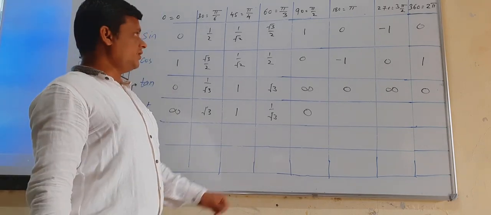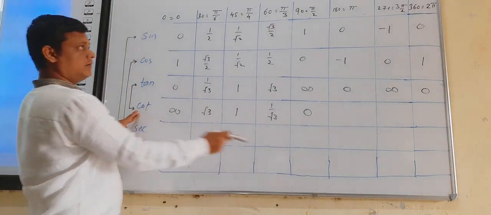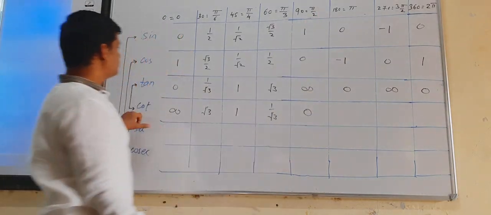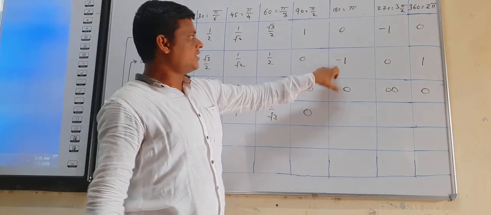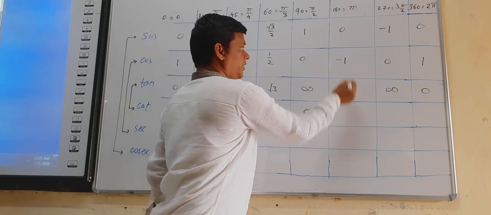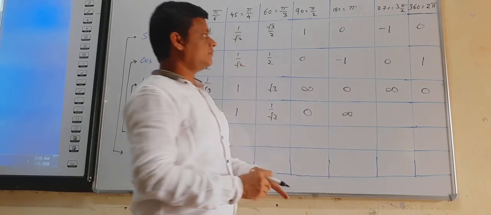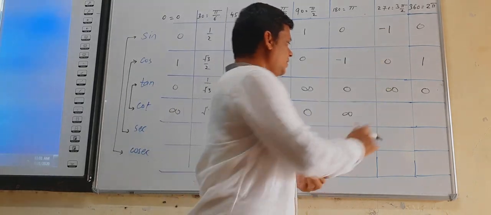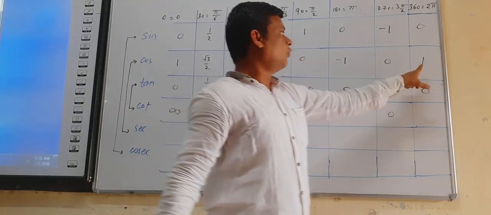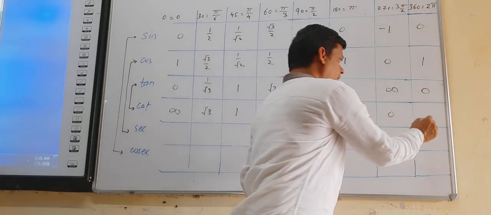Now see this for cot 180. For that we use the formula cos upon sine. So -1 upon 0, that is not defined. Any number upon 0 is not defined. Then 0 upon -1 is 0. 1 upon 0, that is not defined.